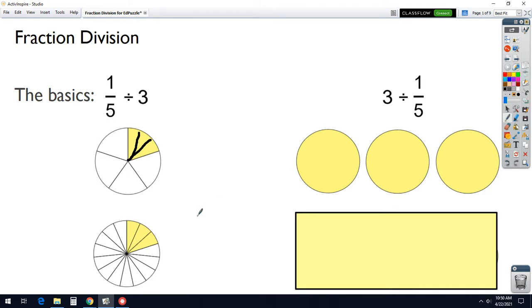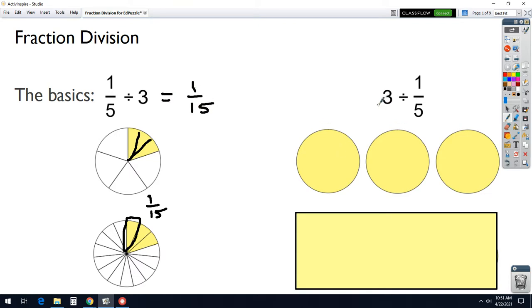How big is each one of those parts? Well, if I took that 1/5, I'm just going to focus on dividing it into three parts. Each of those parts is actually going to be 1/15th. If you count all those up, there's 15 slices. So we had a fraction, and we ended with a fraction for our quotient.